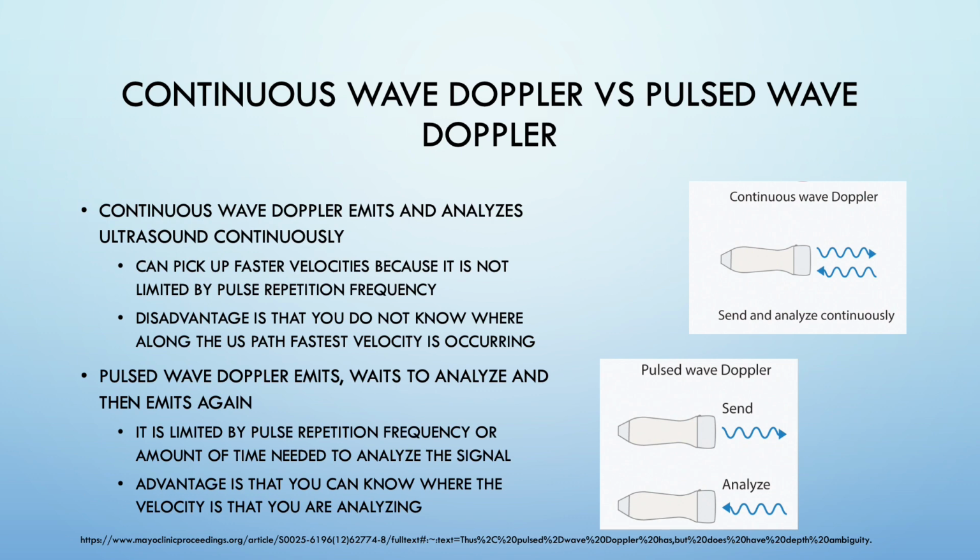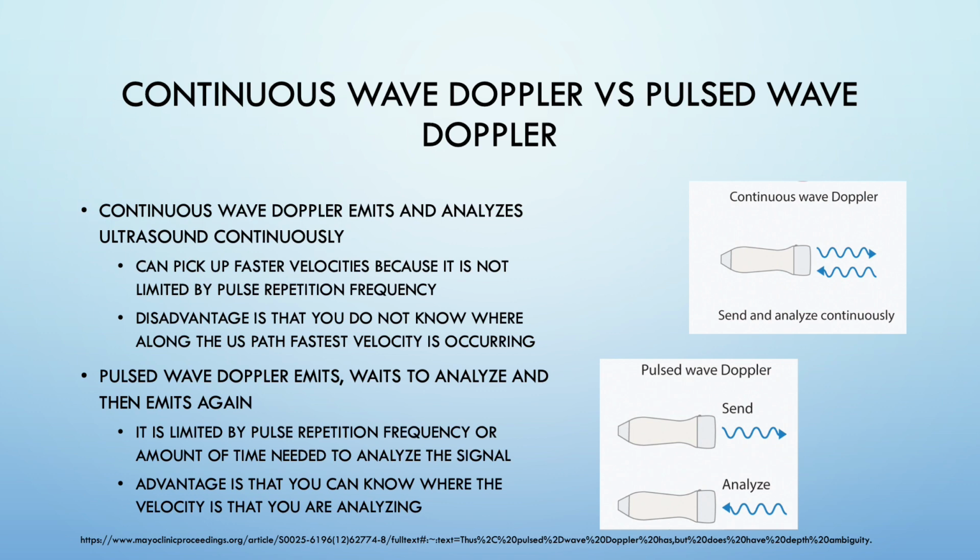ultrasound that is emitted continuously and analyzed continuously. There are some benefits and some drawbacks to this type of Doppler. So a benefit is that faster velocities can be picked up because it's not limited by something called pulse repetition frequency, which describes the amount of time that the ultrasound needs to pause to analyze. Since it analyzes and emits continuously, it can analyze very, very fast velocities.